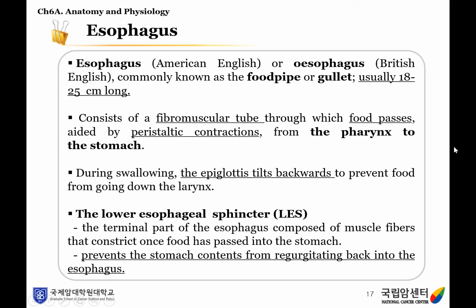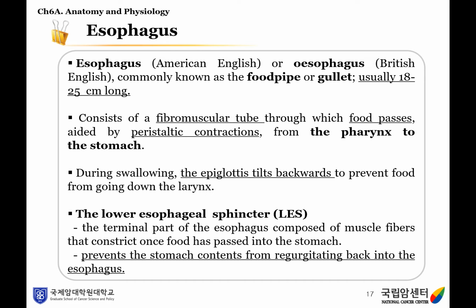Now I'm going to talk about the esophagus. Esophagus is American English, and if you add an O in front, that is the British English spelling, oesophagus, but the pronunciation is the same. It is commonly known as the food pipe or gullet, and its size is usually 18 to 25 centimeters long. The esophagus consists of a fibromuscular tube through which food passes, aided by peristaltic contractions, from the pharynx to the stomach.